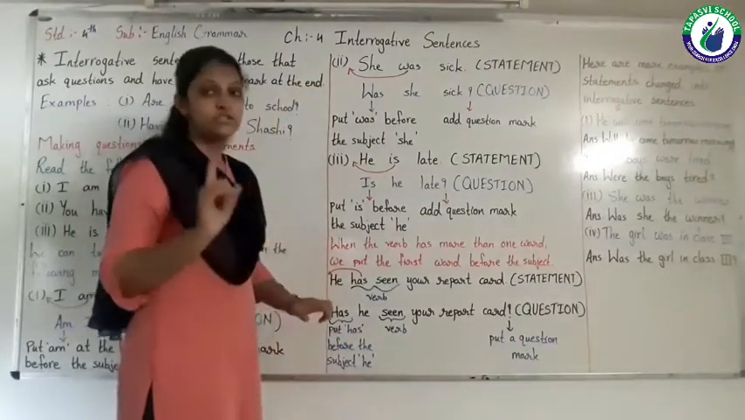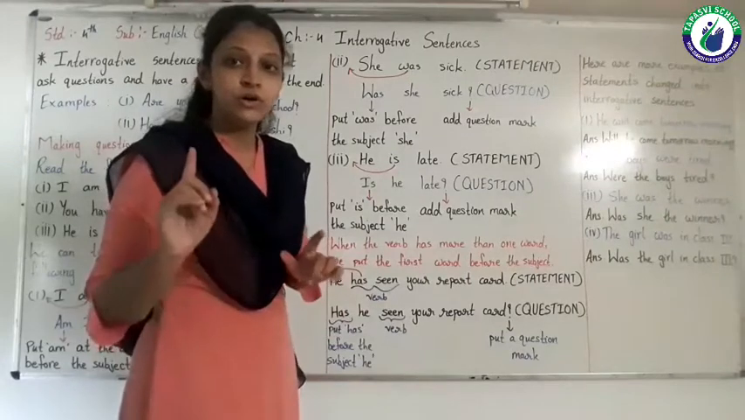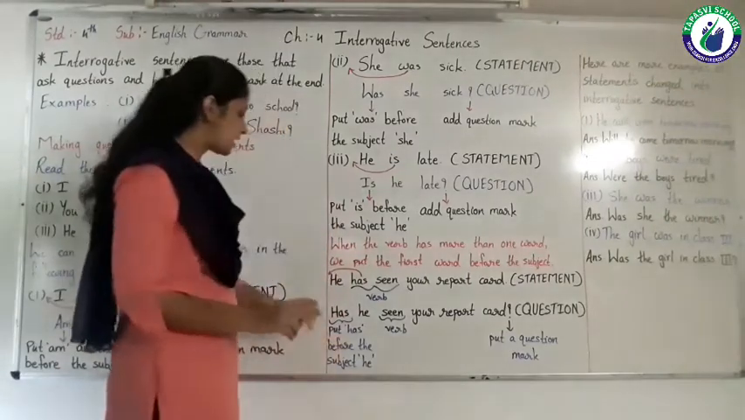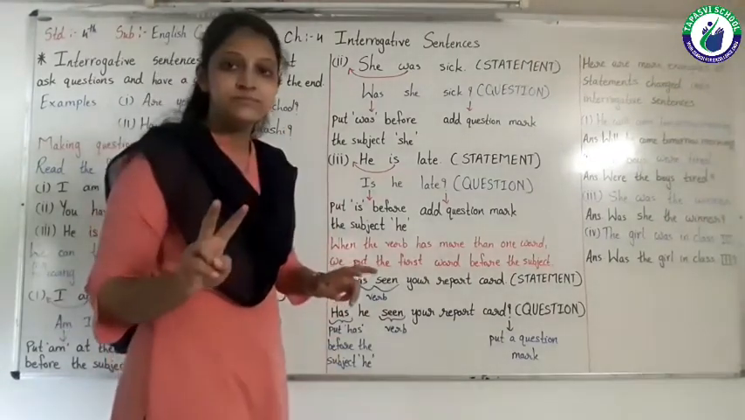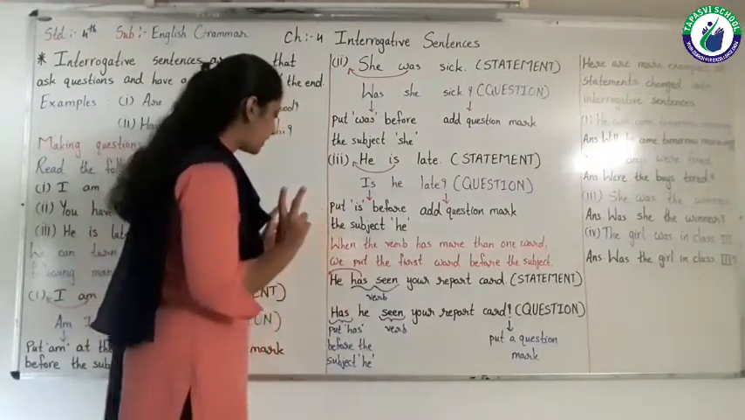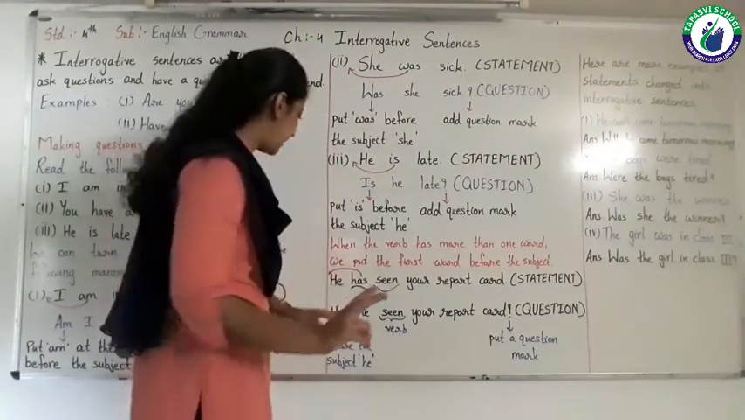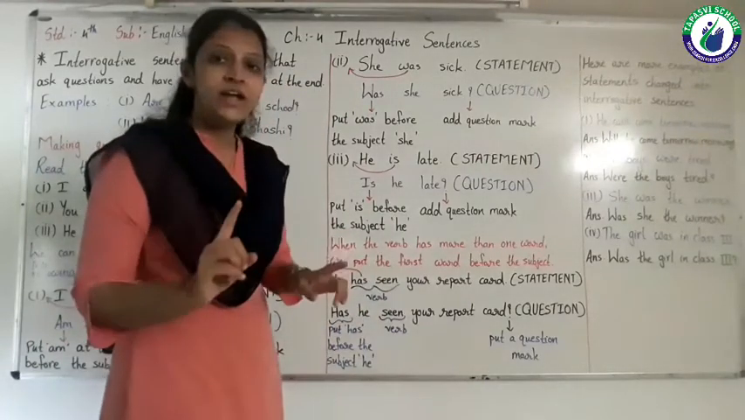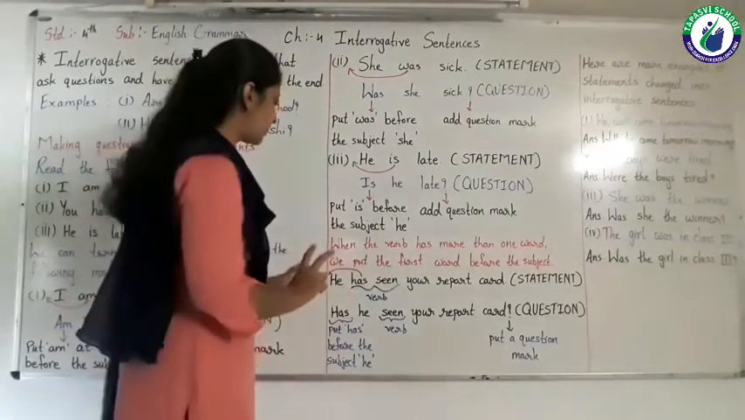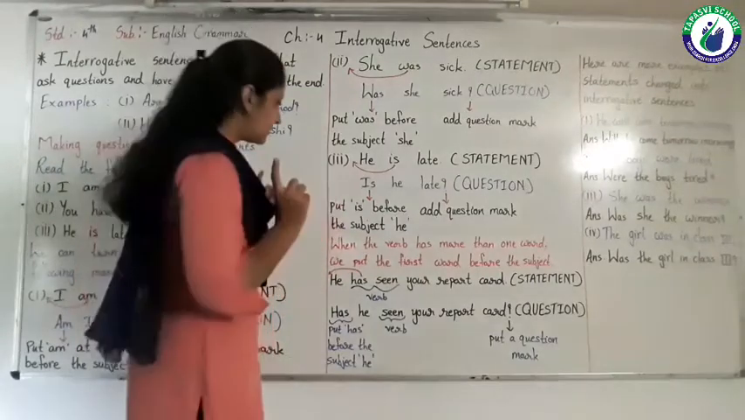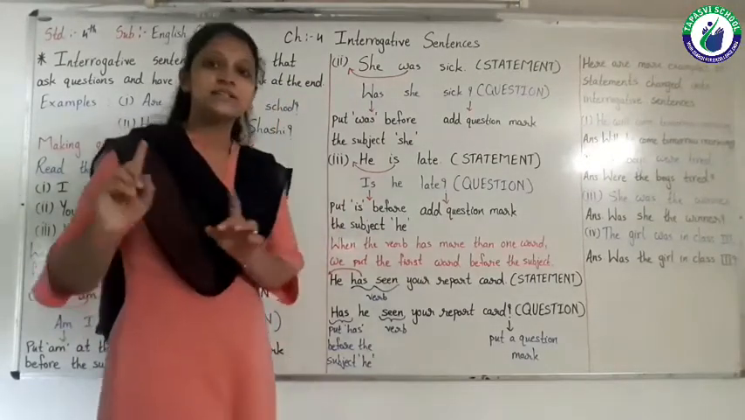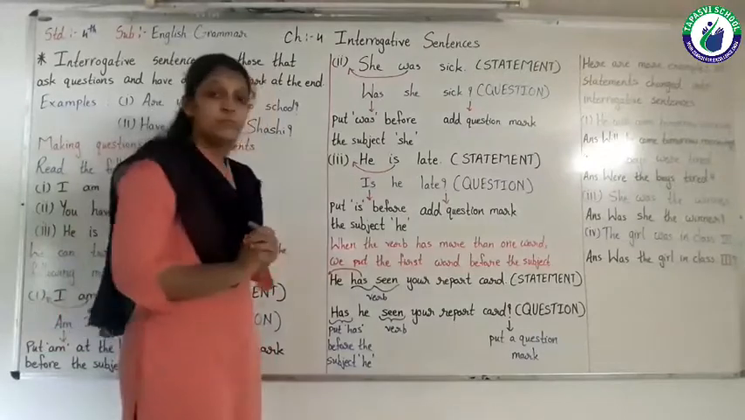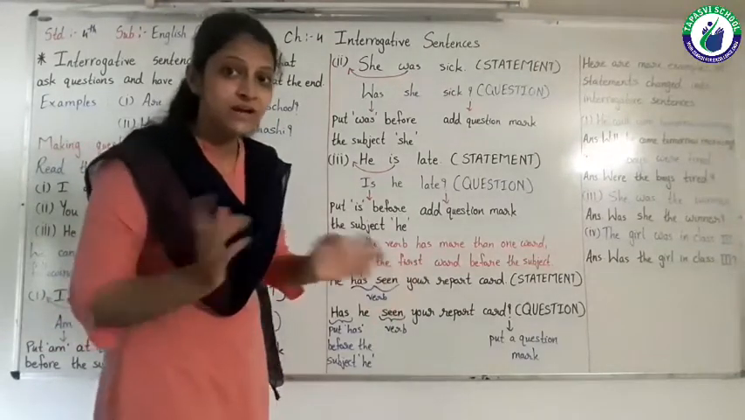Now, first of all we find verbs. In this sentence, two verbs are given. यहाँ पे दो verbs दिए हैं, ठीक है? Has seen. दोनों word है वो verb है. अब अगर हमें question sentence बनाना है, तो पहले कौन सा verb put up करेंगे?